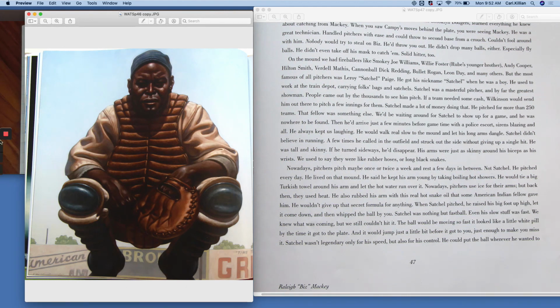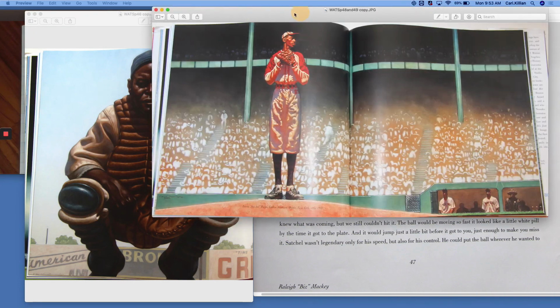If you need to, pause the screen and jot any more notes about players and accomplishments. You may want to make sure you're catching information about Satchel Paige. There's a lot of information about him on page 47. We will keep reading with the bottom of page 47.